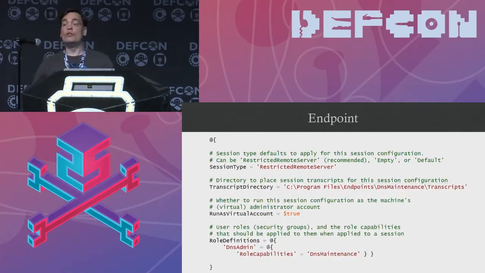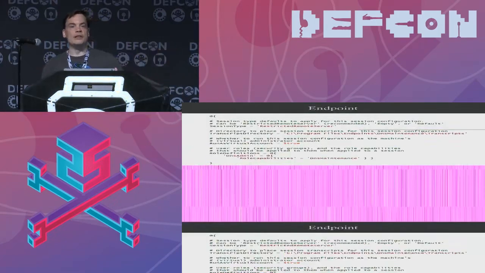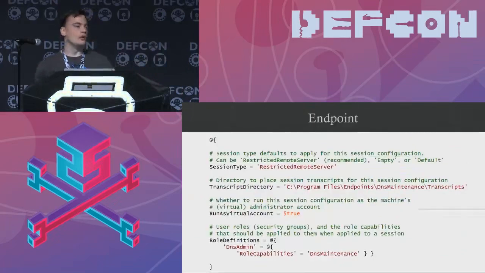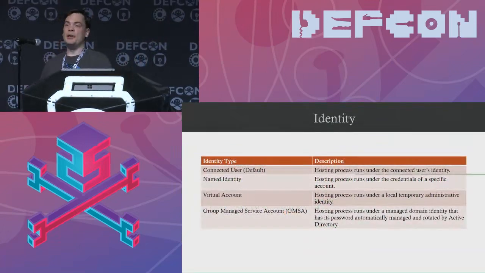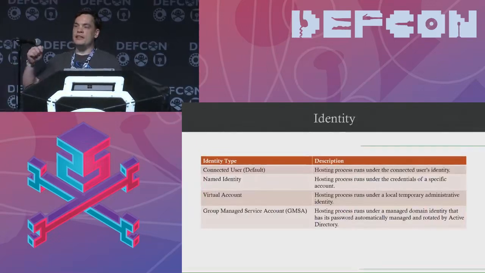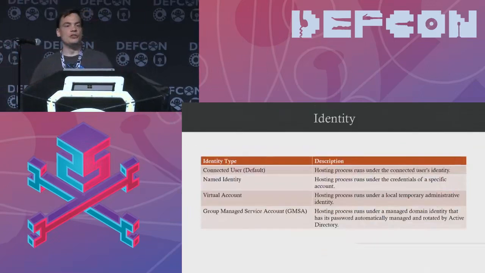And then you configure the role definitions. So this is me saying that when the DNS admin connects, this can be either a principal or a group, when they connect, they get the role capabilities of, let's say, DNS maintenance. And that's really just a reference to what you saw in that last slide. Identity is the big one here. So by default, when you connect up with PowerShell, the identity that you use is the connecting user. So when Lee connects up to a machine, well, then that process runs as Lee, whatever.